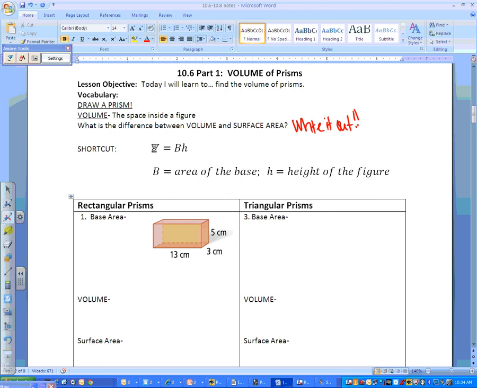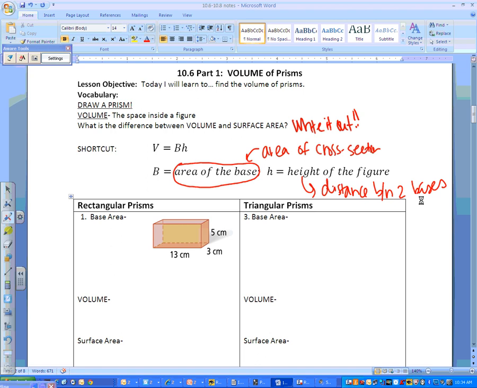Okay, so volume, if you notice the shortcut, equals capital B times H. This capital B stands for the area of the base. You can think of it as the area of a cross section too. It doesn't matter to me if you talk about it as base or cross section. And remember, height is the distance between those two bases.